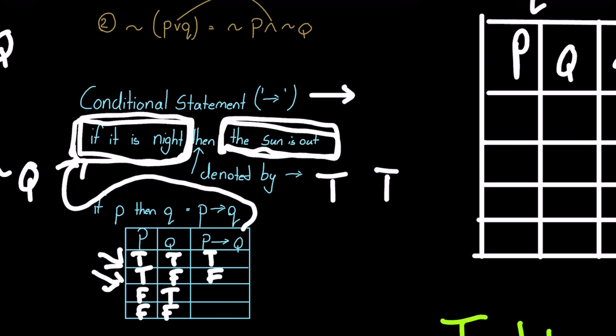And let's move on to the third row now. So if it is not night, then the sun is out. Well, let's think about this. If it is not night, then the sun is out. Well, we never said that the sun had to be out only when it is night. We just said if it is night, then the sun is definitely out. So this statement can also be true. And now in the last statement, if it is not night, then the sun is not out. Well, that's true. If it's not night, then the sun is not out. This could be true. And so this is what we have to think about when we're doing this, right?